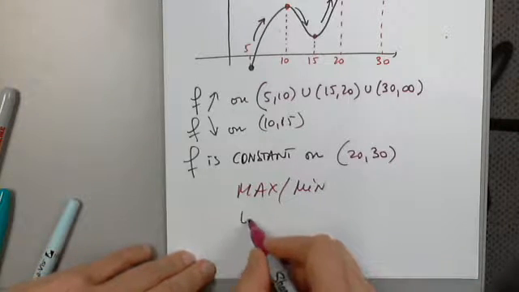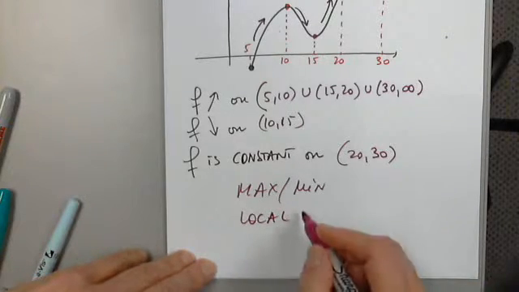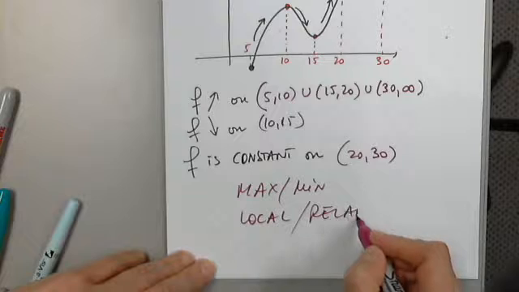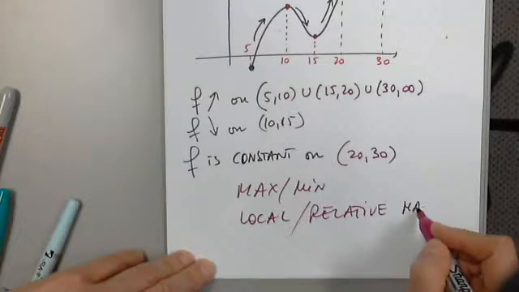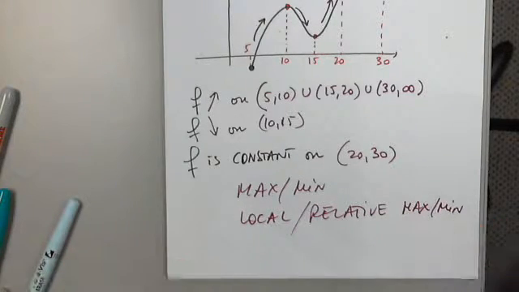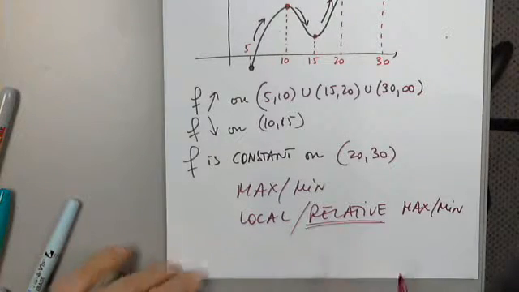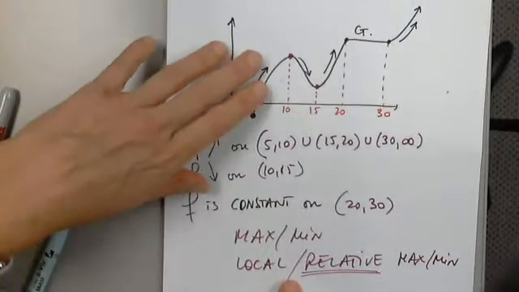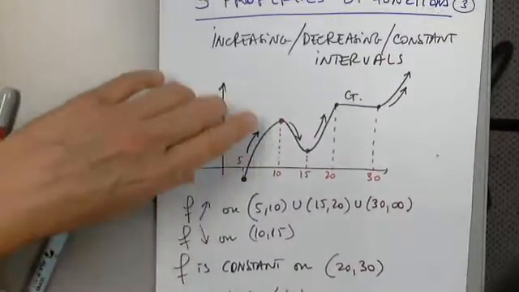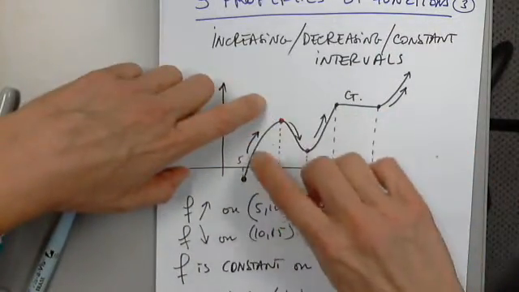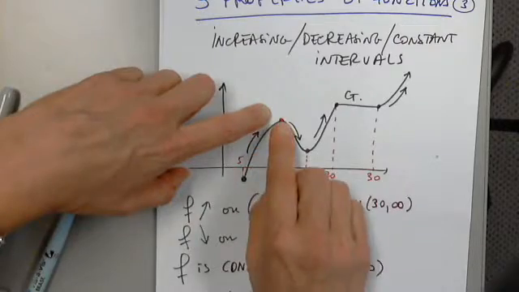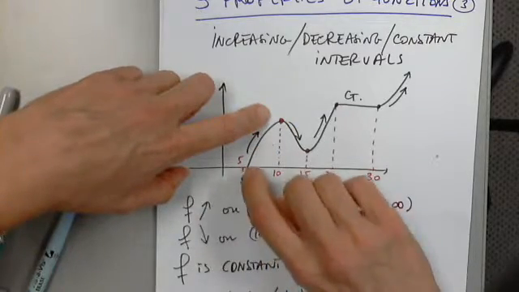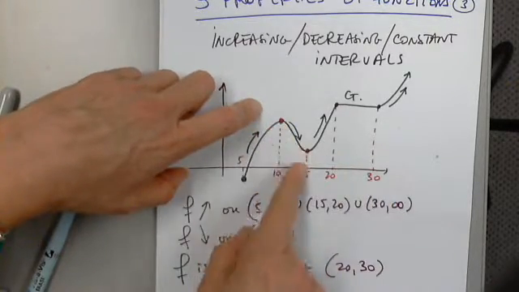We're really talking about local. They're also called relative. Max-min. So let's say we're going to use relative. It doesn't matter, local or relative. We are using those two interchangeably. So let's come back to our graph. Obviously, this point is a peak. And obviously, it's a point where the function goes from or changes from increasing to decreasing.